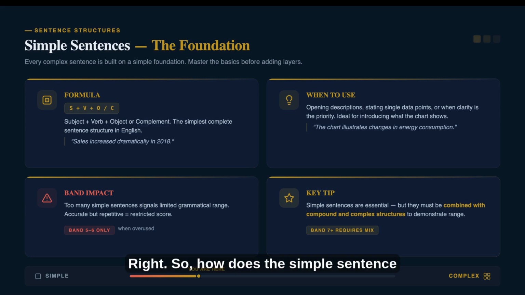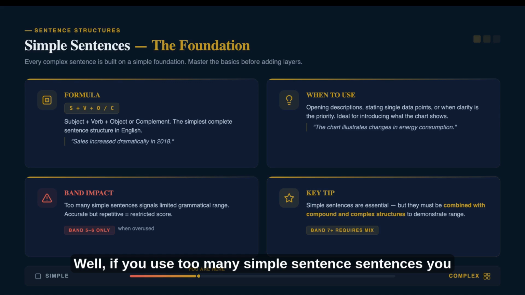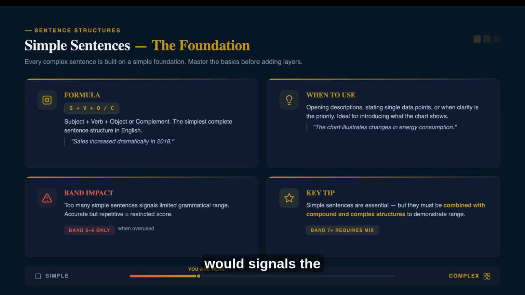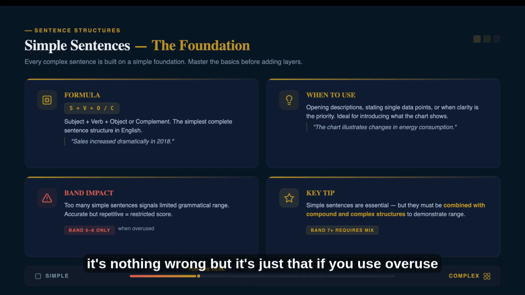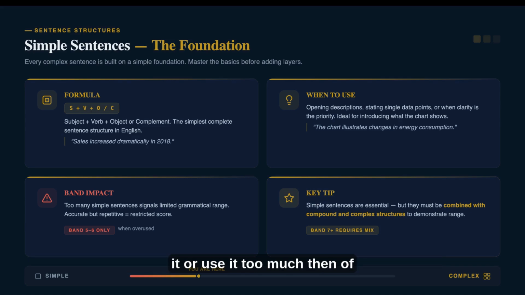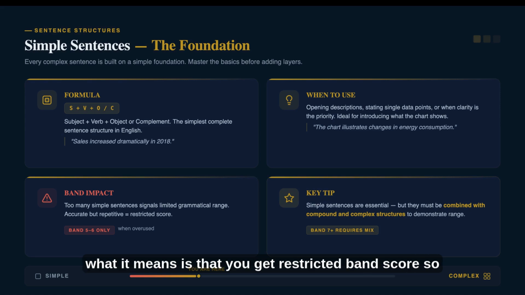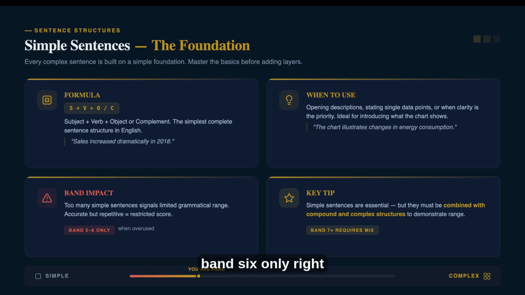Right. So how does the simple sentence structure impact a band score? Well, if you use too many simple sentences, you would signal the examiner that you have limited grammatical range and accuracy. It's nothing wrong, but if you overuse it, then of course it's accurate, but it's really repetitive. So what it means is that you get restricted band score. So your band would be somewhere between band 5 or band 6 only.